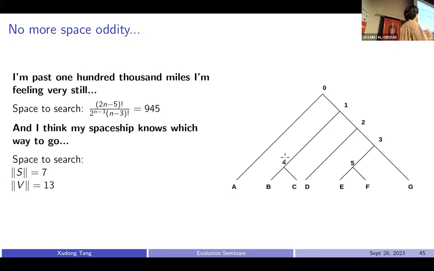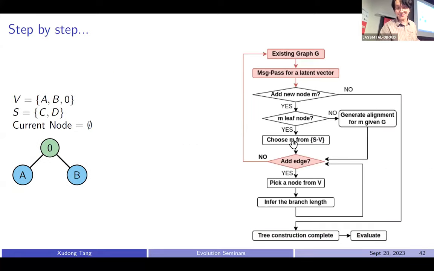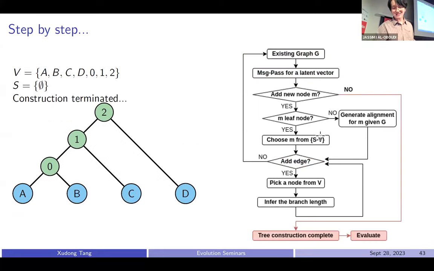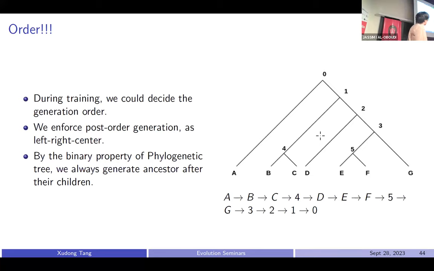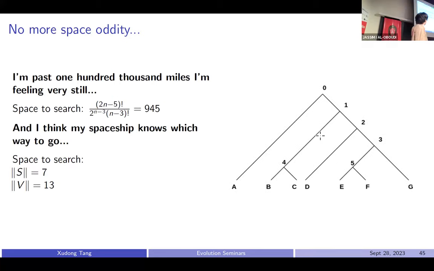If we're doing it in our way, we are actually asking a lot of small questions for the neural network to answer. Most of the space to search is 2. It's either yes or no. So there's only 2 bigger spaces to search. The first one is S, where the neural network has to choose the leaf node from the set of species. In this case, the biggest number we have is 7, because there's only 7 species. But in most cases, it's actually less than 7.